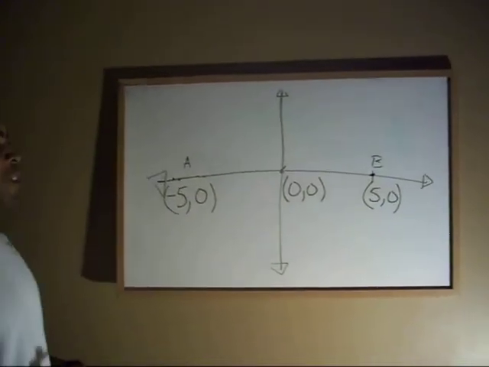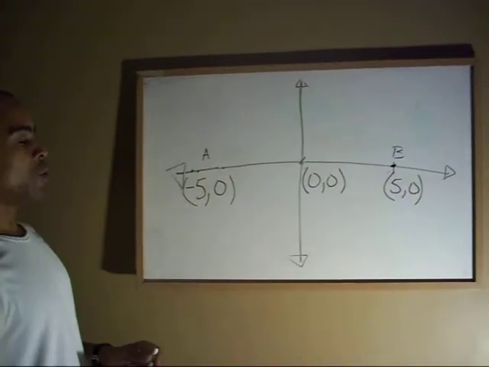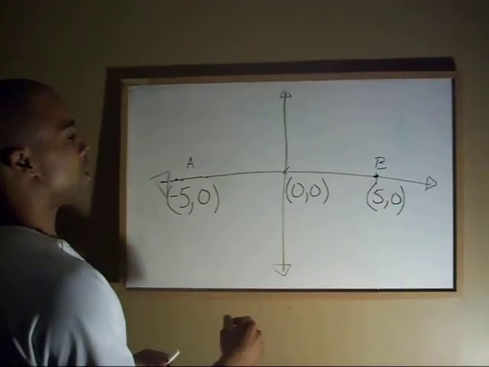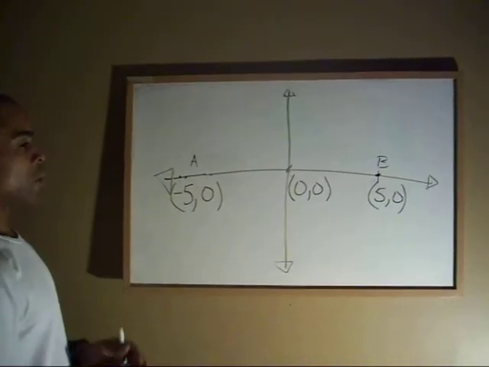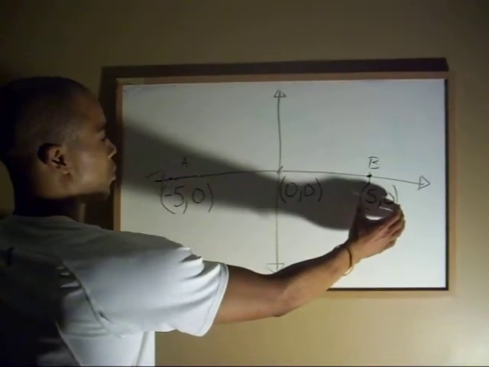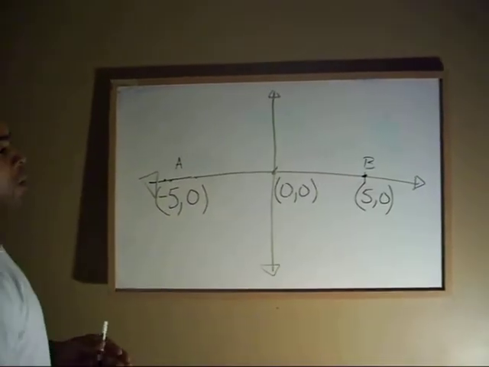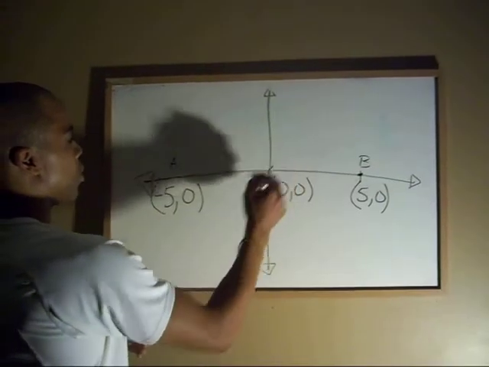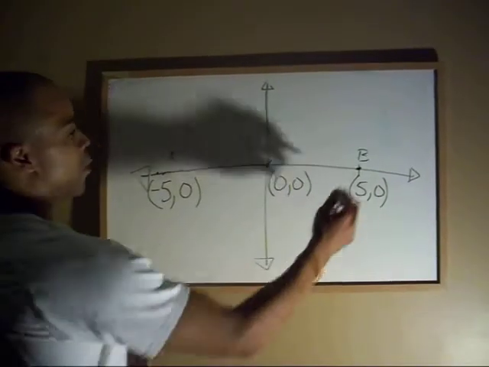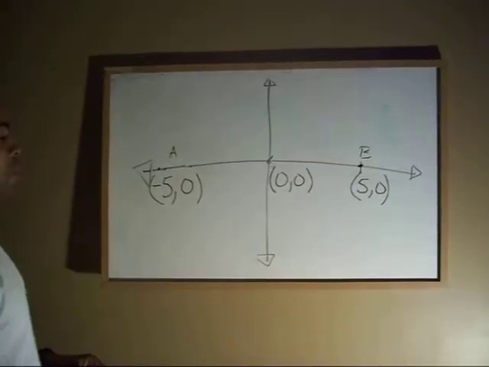Alright, you guys, today we're going to talk about midpoint, but in this particular situation, we're going to talk about finding the endpoint when the midpoint is given. So, right now we have endpoints (5, 0) and (-5, 0). And of course, we know that we're 5 units to the origin coming from the right, and 5 units to the origin coming from the left. So we know our midpoint is going to be (0, 0).